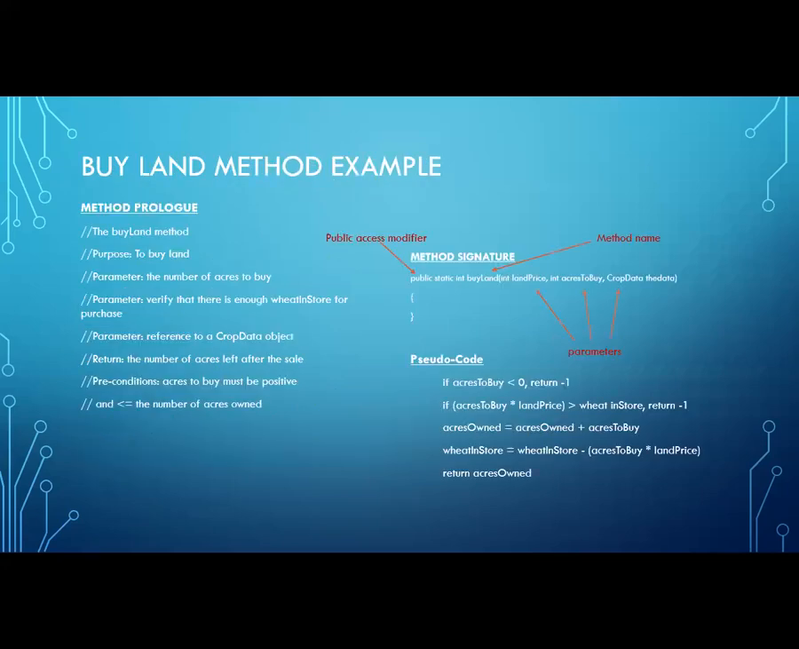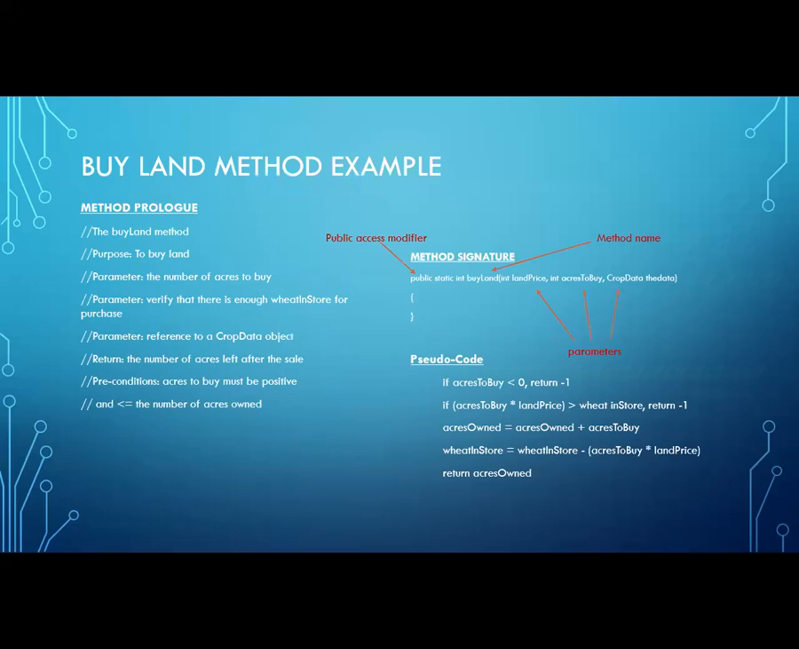Now, looking at the buy land method, we can go through these steps. First, we will clearly define our problem. We are trying to buy land. The parameters are the price of the land, the number of acres to buy, and the reference to a crop data object, which is bushels of wheat. The amount of land after the sale will be the return.